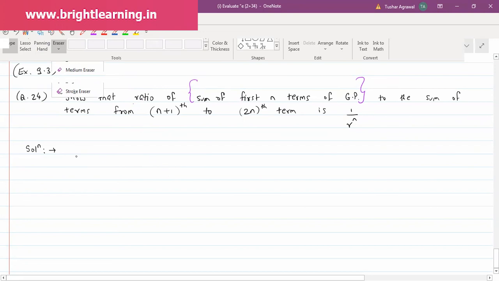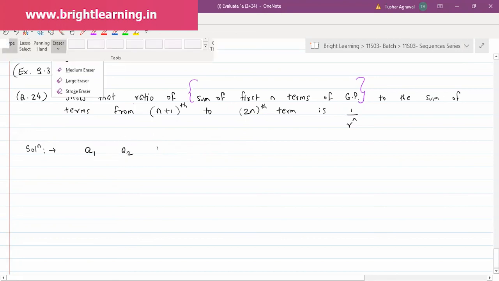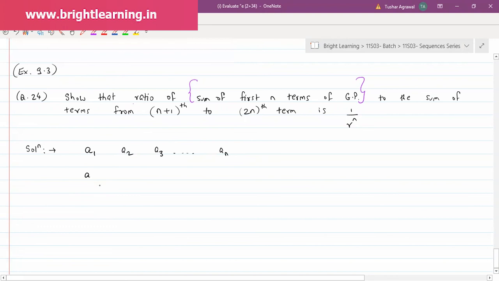Okay, so if I have a geometric progression, first term is a, next term is ar, next term is ar square, and so on. Or instead of writing a, let me write a1, a2, a3, and so on up to an. This is my geometric progression. You just tell me the value of a, the first term, and the common ratio from a1 to a2. I have to multiply; the multiplying factor is r.